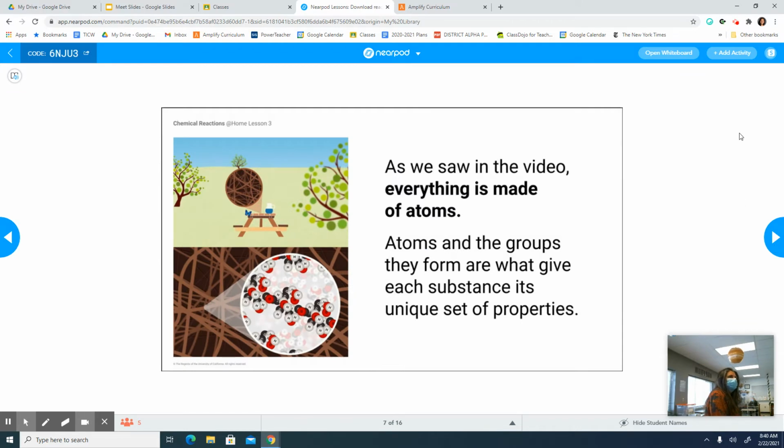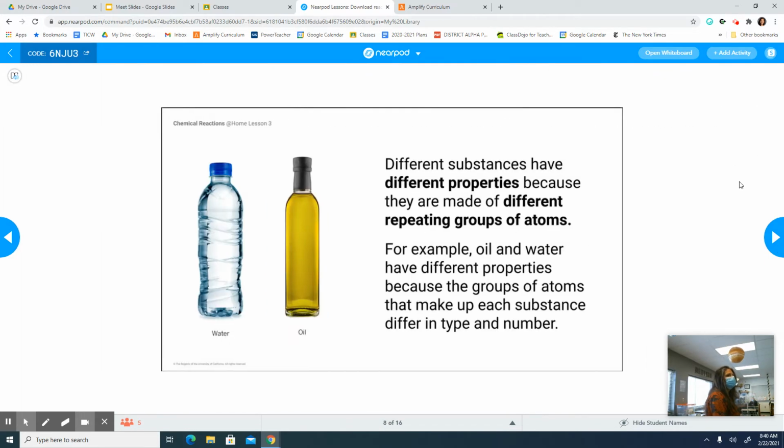All right, so if you remember back to the video that we watched, we saw in the video that everything is made of atoms. Atoms and the groups they form are what give each substance its unique set of properties. It's that very basic level that determines the properties of a substance. Different substances have different properties because they're made up of different repeating groups of atoms. For example, oil and water have different properties because the groups of atoms that make up each substance differ in the type and the number.